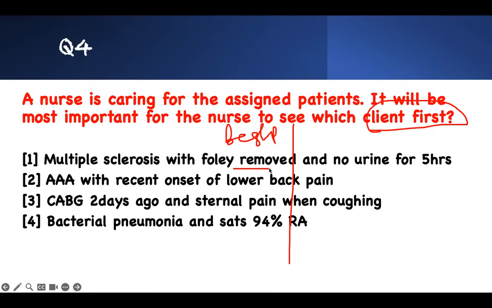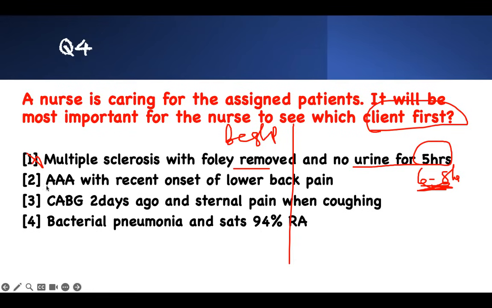Okay, multiple sclerosis, they have bladder problems, they have GI problems, they have urinary retention all the time. We remove the Foley, right? And there's no urine for 5 hours. What is the issue? Usually we give you 6 to 8 hours. You can go all the way to 8 hours. After 6 to 8 hours, we want you to pee. If you don't pee, then we do something about it. Put the Foley back in. The patient is at 5 hours, so I'm not worried about you.